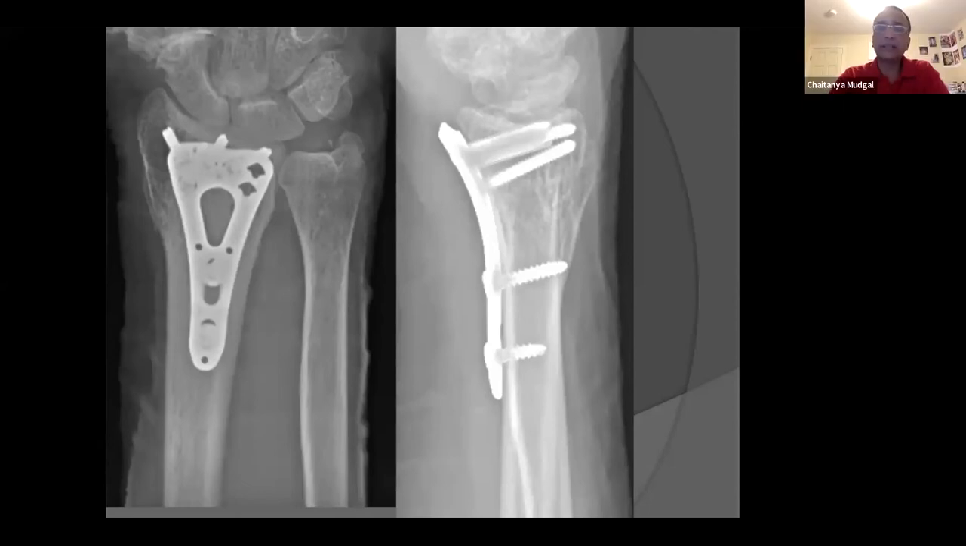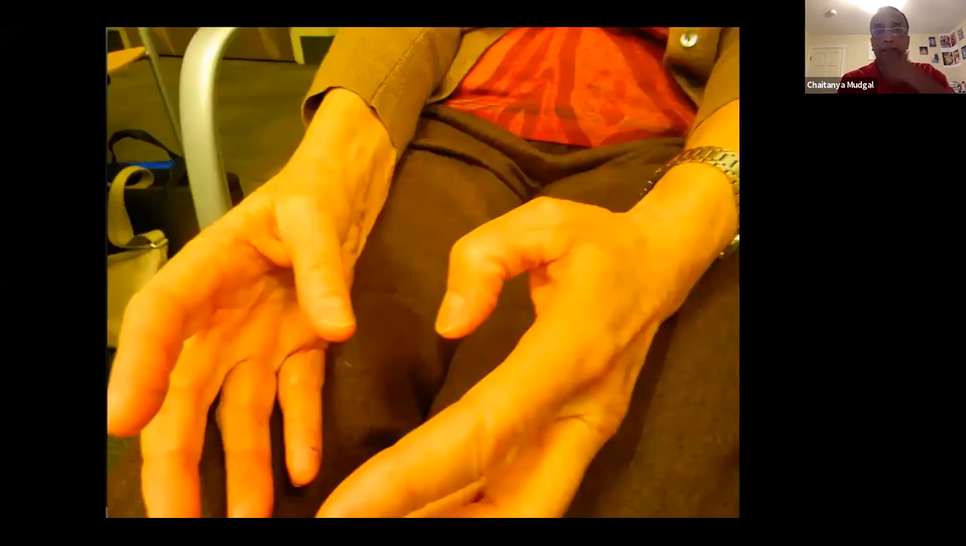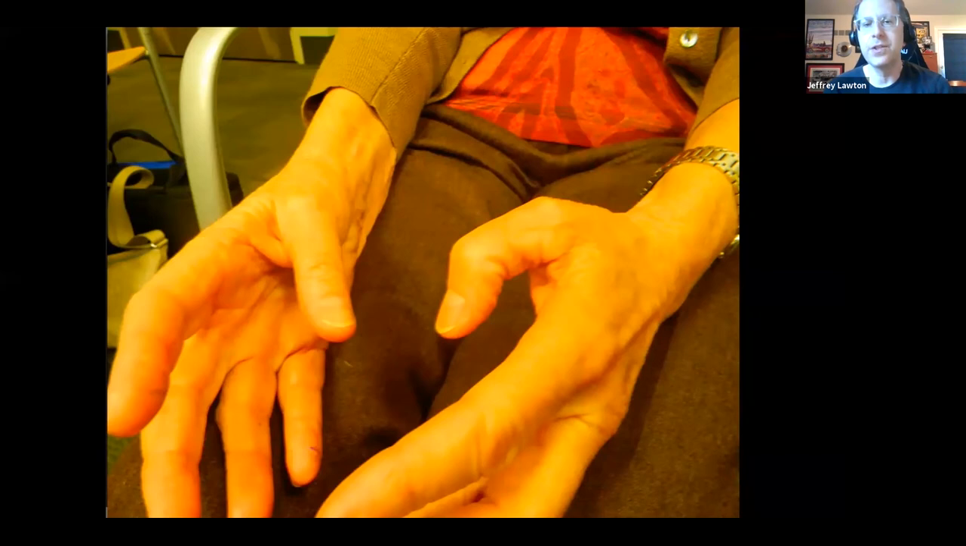Right. So this lady's 72. She's about 2 years out and she came to me like this. What is your thought process when you see someone like this? So is it her left hand and she's stuck in flexion, or is it her right hand and she can't flex it? The right hand, she can't flex. Okay.